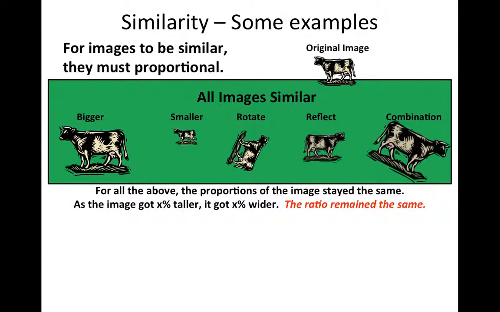And the reason they're all similar is because the proportions of the images stayed the same. As it got X% taller, it got X% wider. So we say that the ratio of the image's height and width remained the same.